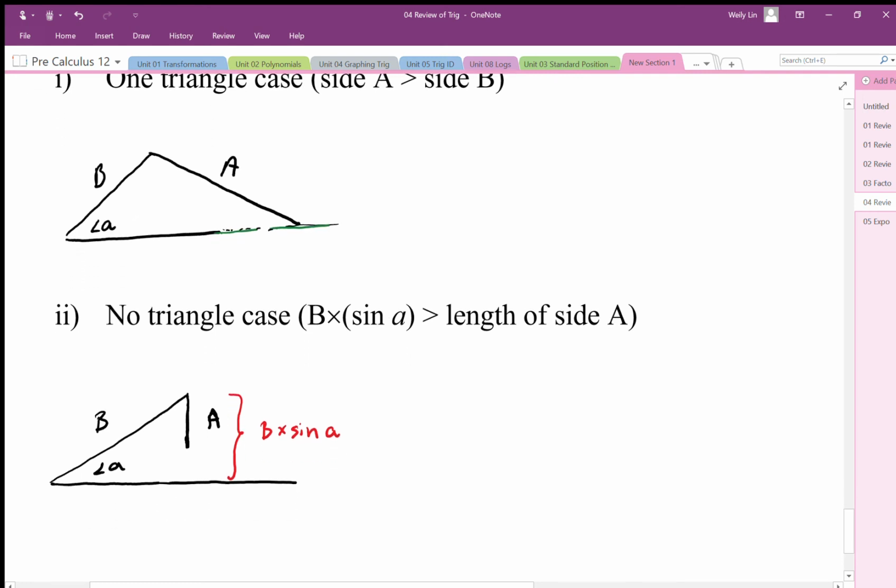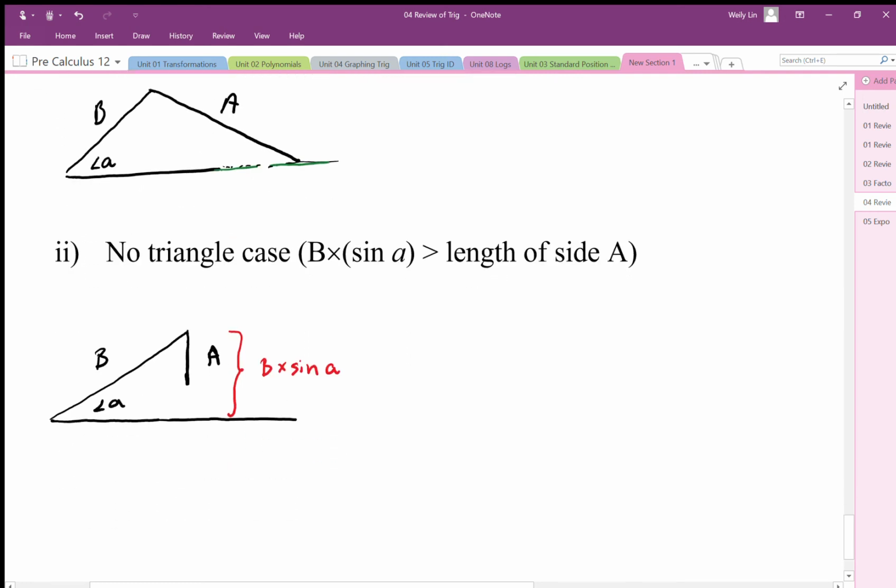The other special case is when no triangle is involved, because if we take a look at B sine A, that represents this red length here. That represents the vertical length of that triangle, or the height of that triangle. Well, if the length of side A is smaller than that, so here's my side A, that's how long it is. If it's not long enough to touch the bottom, then we can't make a triangle. So there's no possibility a triangle could be made in this case.